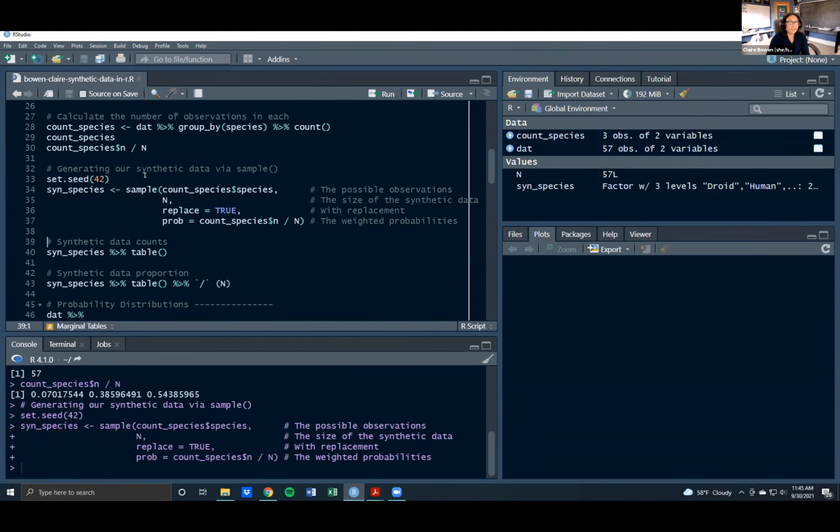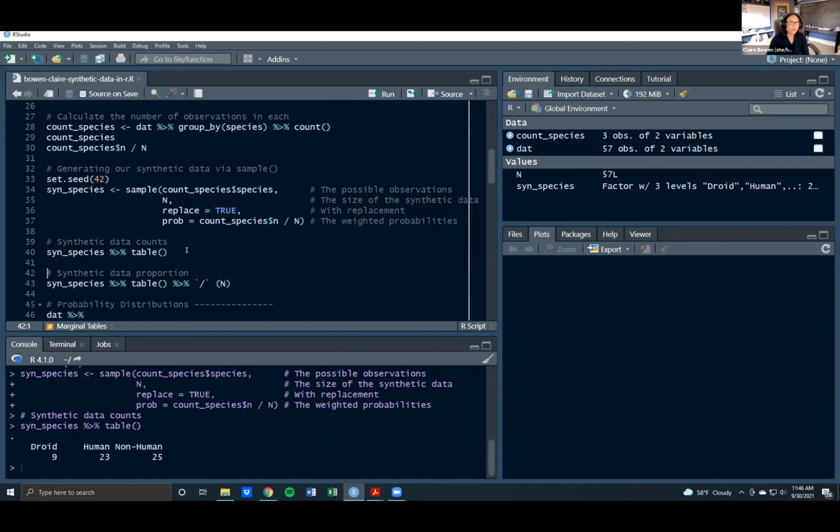So I'm going to synthesize again. I'm going to use sample, right? Because I found the number of species, the total is n. I'm going to say replace equals true. And then I'm weighting the probability based on what we observed in the data. And so now I'm going to use table to just view this. So now we have 9 droids instead of 4, and then 23 humans and 25 non-humans. So this is close, but not quite.